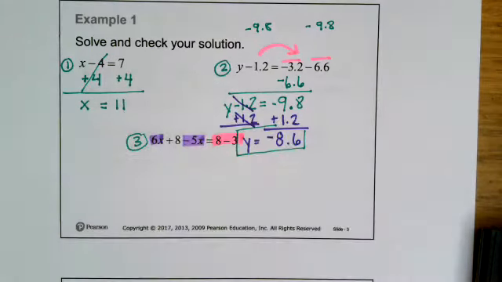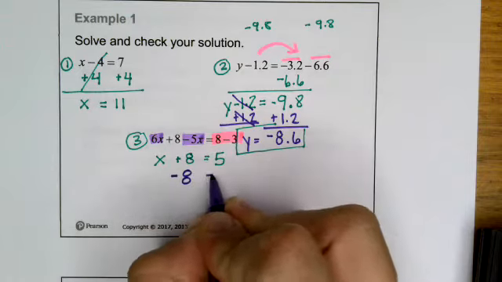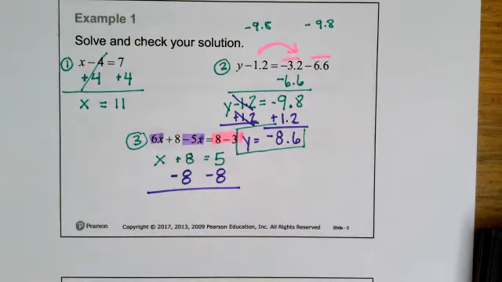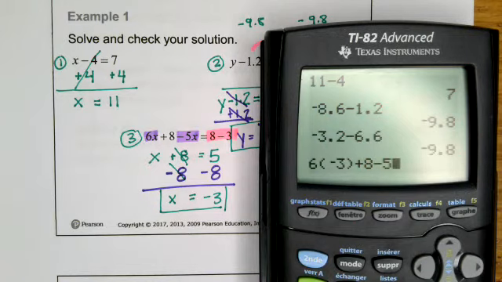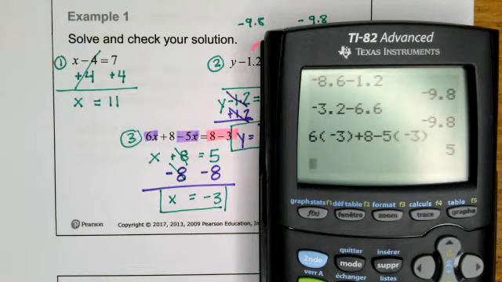Now I need to move the 8 to the right because I want my variables on one side and I want my constants on the other side. Minus 8, minus 8. Now x is negative 3. I should probably check it before I box it. 6 times negative 3 plus 8 minus 5 times negative 3 is a 5. And 8 minus 3 is also a 5.